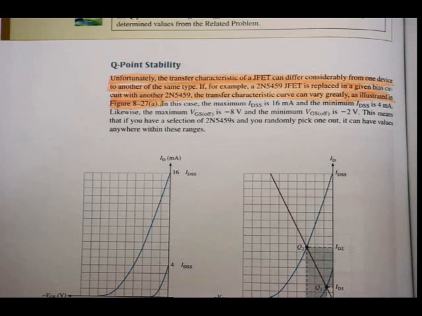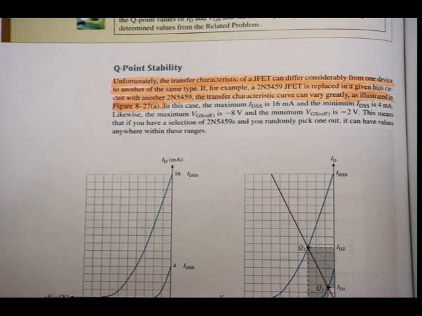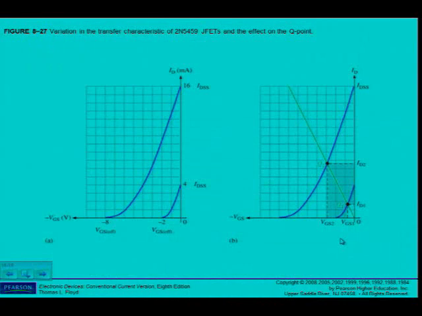If, for example, a 2N5459 JFET is replaced in a given bias circuit with another, the transfer characteristic curve can vary greatly, as illustrated in figure 8.27a. In this case, the maximum IDSS is 16 milliamps. There you can see it can vary from there to there by just changing the device. This is for the self-biasing.